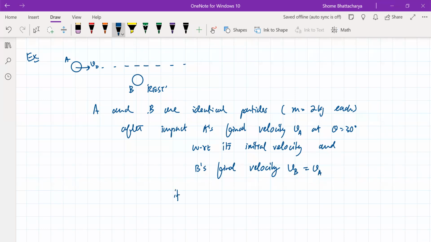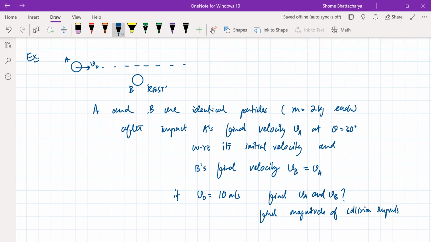So if V0 is equal to 10 meters per second, find the magnitude of the collision impulse. Okay, so this one is a relatively simple question. Just try it out. Just make the diagram and understand the vector relation for momentum conservation, and you'll see again momentum conservation is enough over here to solve the collision itself.